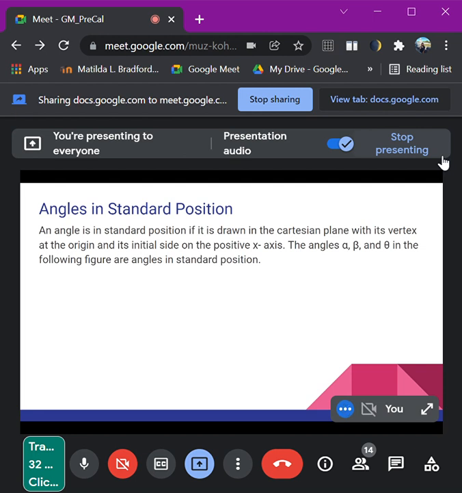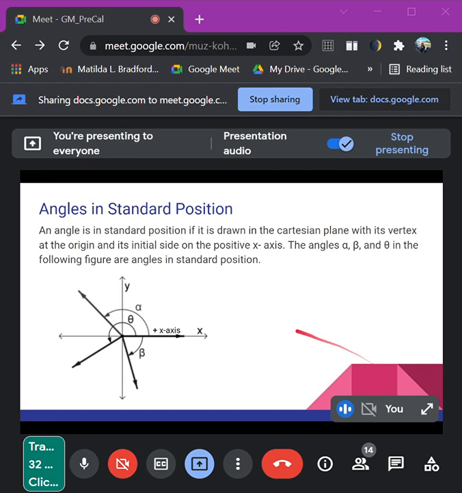Alpha, beta, and theta in the following figure are angles in standard position. Okay, so actually, what you had a while ago was also in standard position. So we have the standard position, right? This is our Cartesian plane.